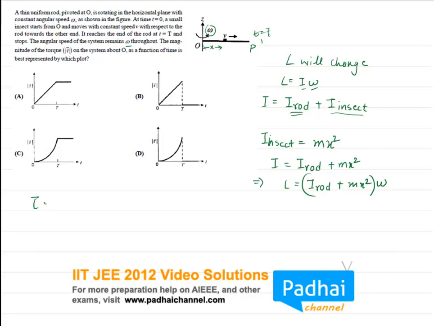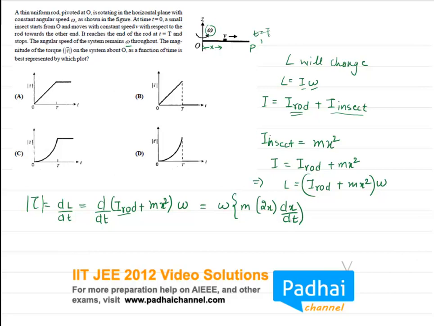Now torque is given by dL by dt. Torque tau is given by dL by dt, magnitude of this torque. This will be equal to what? d by dt of I rod plus mx square into omega. Now omega is constant. So dI by dt of rod, since I is constant, this will become 0. So the only thing left will be, omega we can take out, m will be constant, into 2x if we differentiate this, into dx by dt.